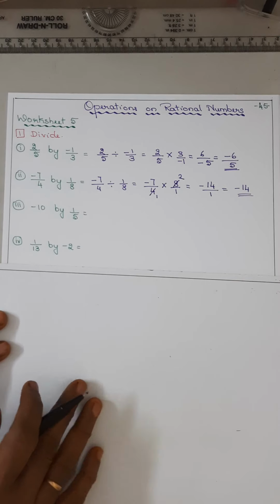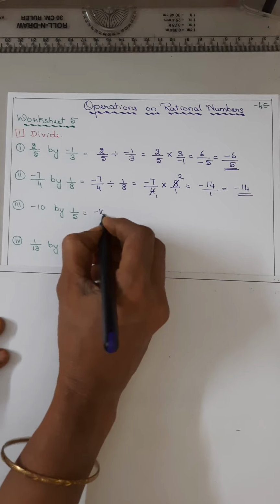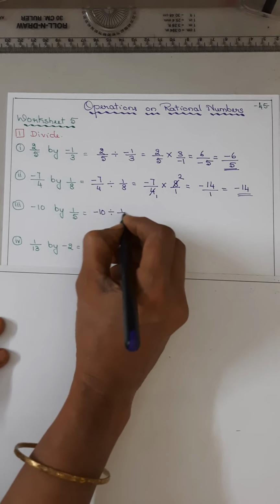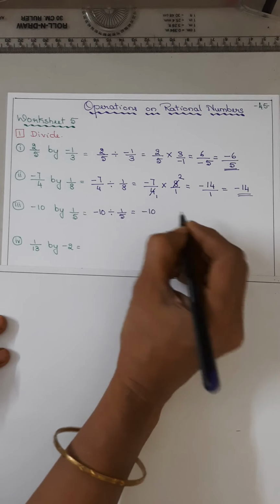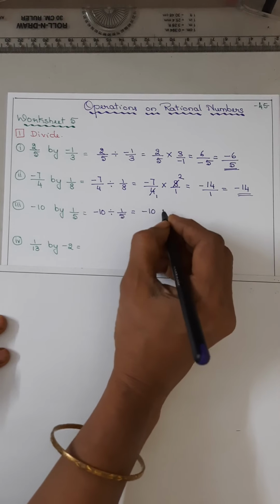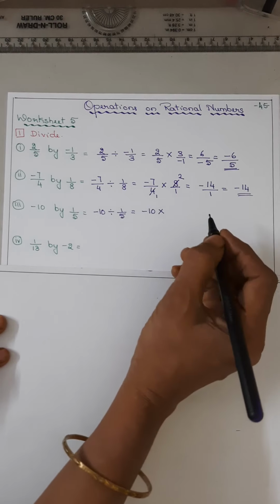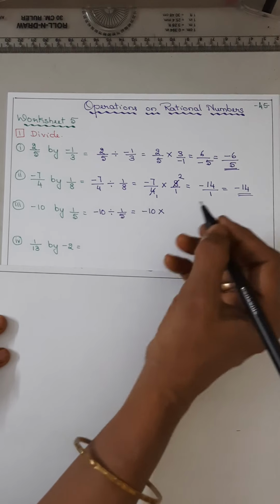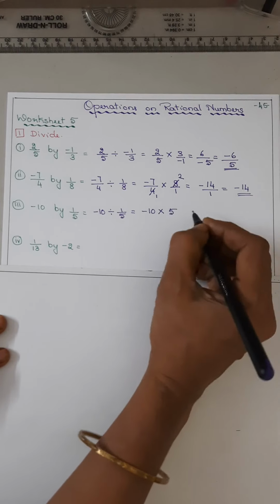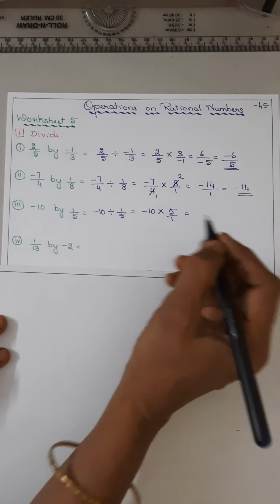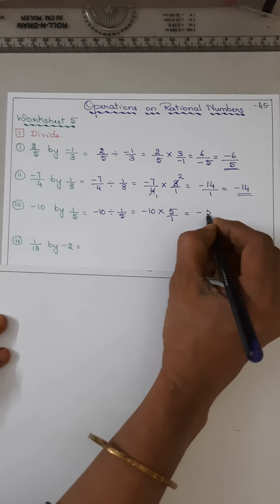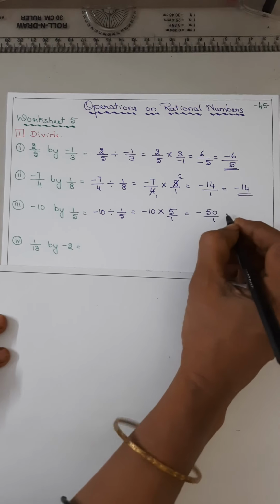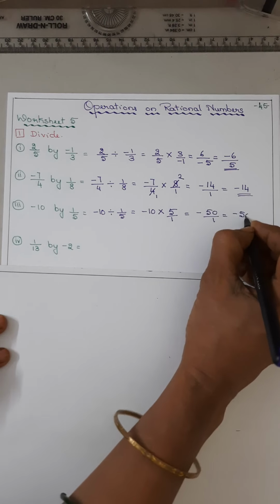Now coming to the third sum, minus 10 divided by 1 by 5. Minus 10, convert the division into a multiplication sign. 1 by 5, the reciprocal is 5 by 1. That means minus plus minus, 10 5s are 50 by 1. Answer is minus 50.